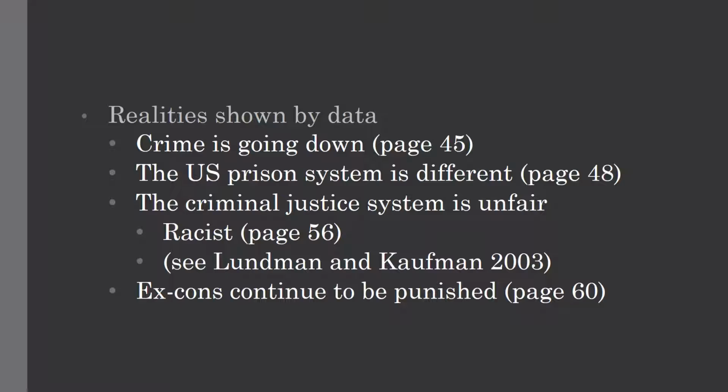And then on page 60, you turn to there and you see disenfranchisement due to felony convictions. So what that means is taking away your right to vote. When we talk about disenfranchisement, we're usually talking about the right to vote.